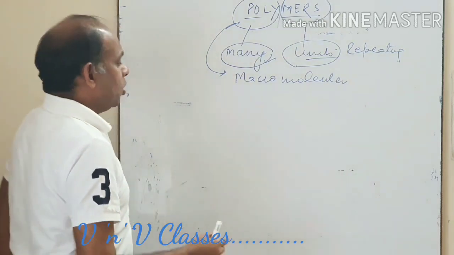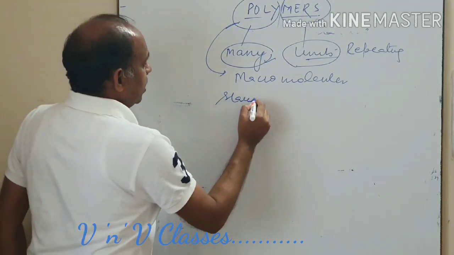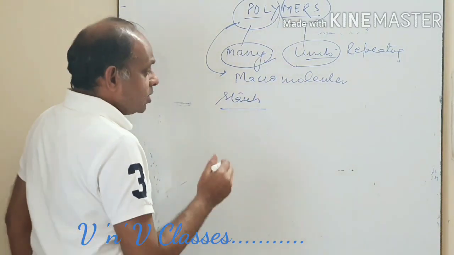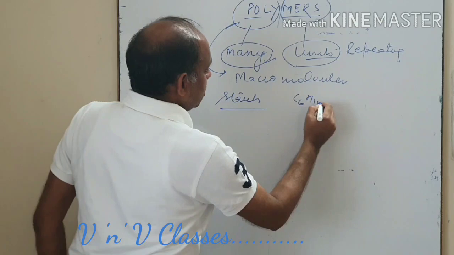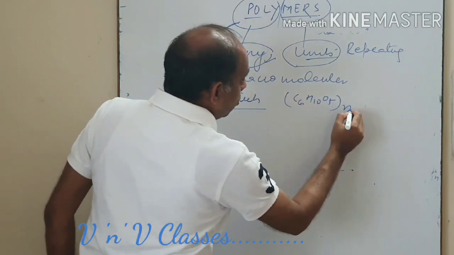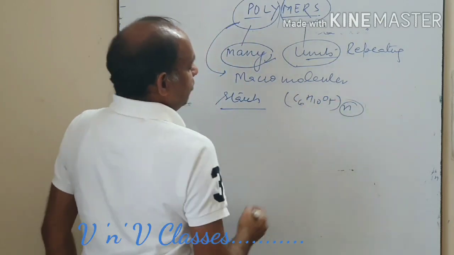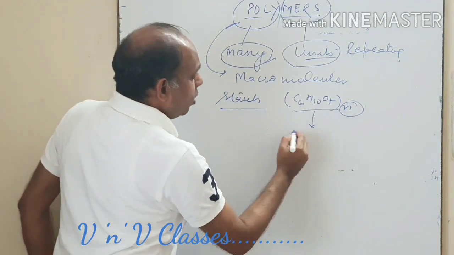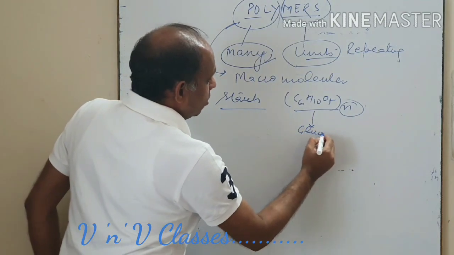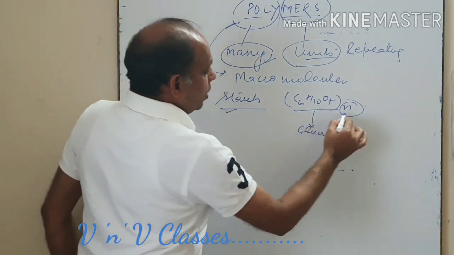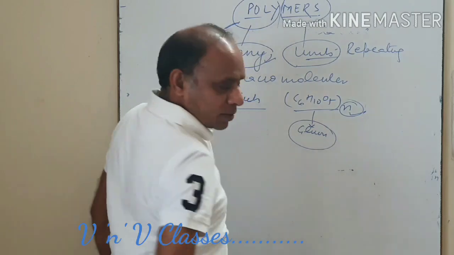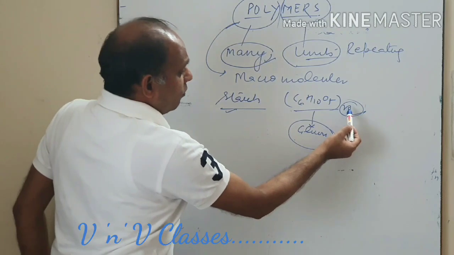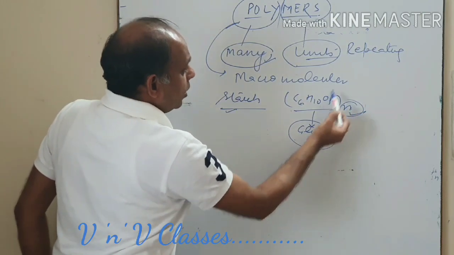Let us take a common example, say, starch. Starch is a good common example of a polymer. It is a polymer of C6H10O5, and we write the whole thing with n. This n stands for a large number of this monomer derived from glucose. So what do we say? Starch is made up of a large number of glucose units. So a polymer is a macromolecule made up of a large number of repeating units.